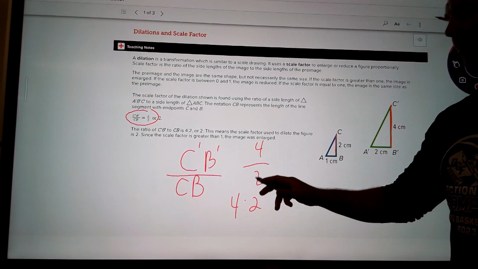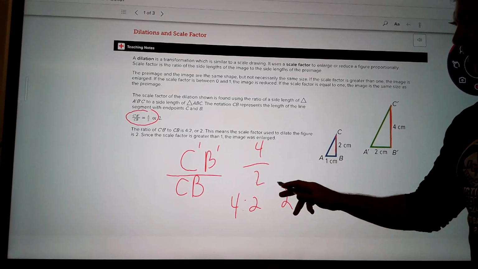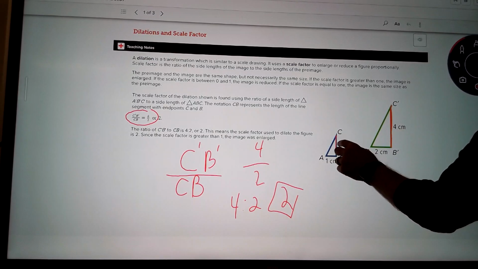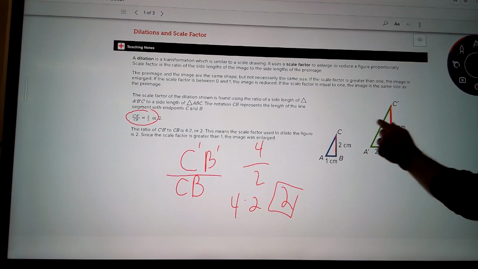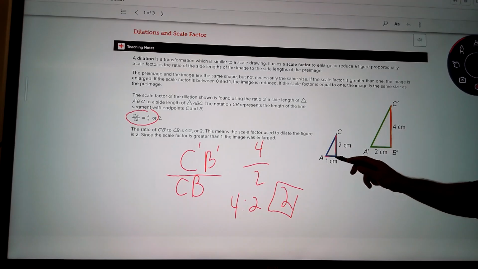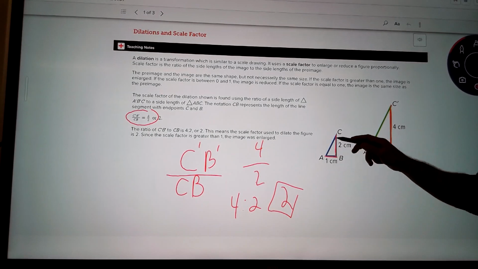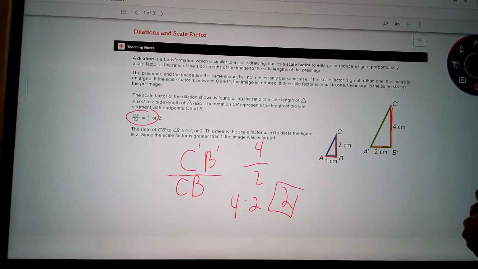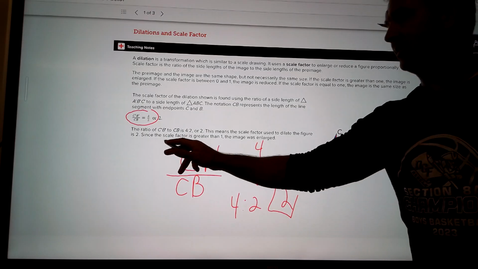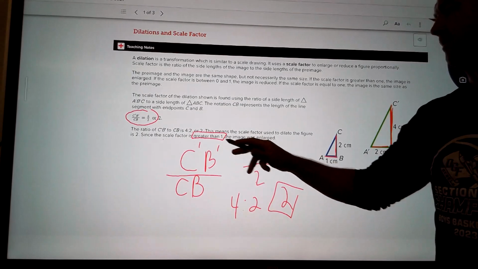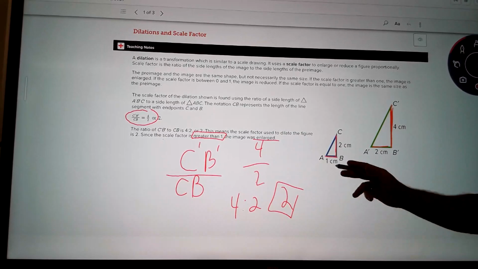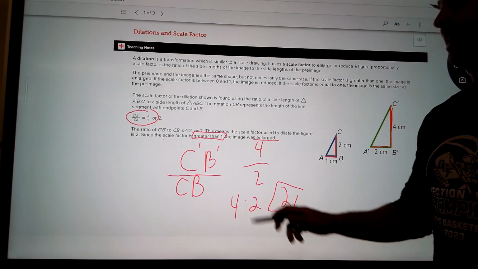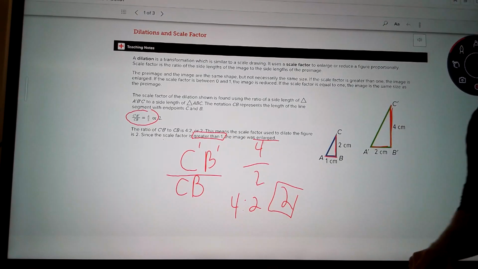Well, what's the same as 4 to 2? 4 over 2 would be a 2, which means that our original size, shape, everything was times 2. It got twice as big. It was 1, it became 2. It was 2, it became 4. Everything doubled in size. We dilated it by a scale factor of 2. Since our scale factor is greater than 1, it's going to get enlarged. If our scale factor is less than 1, like a fraction, 1/2 or 3/4, then it's going to be getting smaller or reduced.